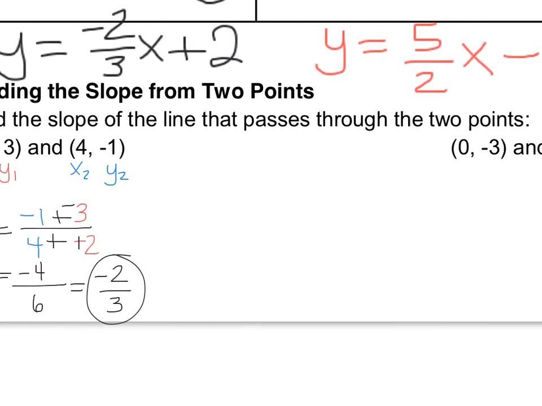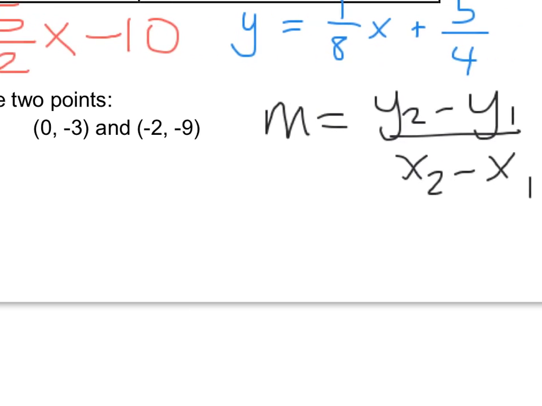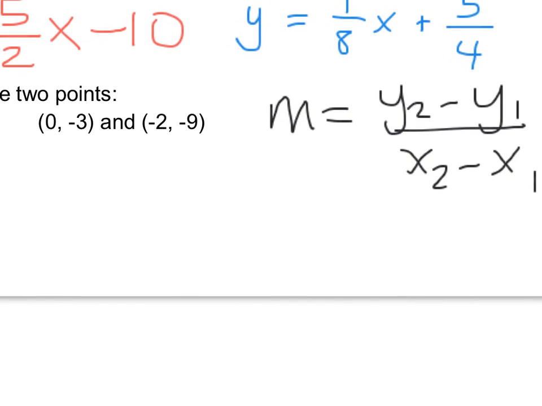All right, let's try that again with the next one. All right, here's my giant formula. Okay, so first thing I'm going to do is label my points. I've got x1, y1, x2, y2. So m equals y2 minus y1 divided by x2 minus x1. So let's fill them in.